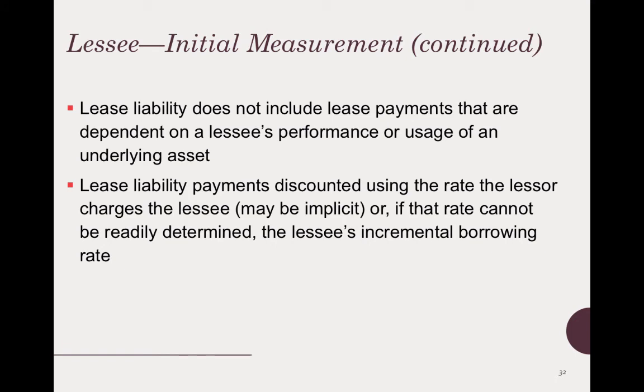A couple of things that are worth noting is that anything that's performance related is not a part of the liability, because it's dependent upon things that are going to happen in the future. So if anything, they're contingencies, and the discounting is done using the rate the lessor charges the lessee. And then there's guidance if there isn't an explicit or implied rate within the contract that is being charged by the lessor, as to how the lessee should determine what discount rate to use, which is basically going to be whatever the incremental borrowing rate of the lessee is.